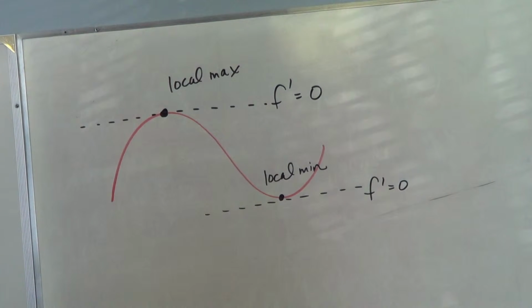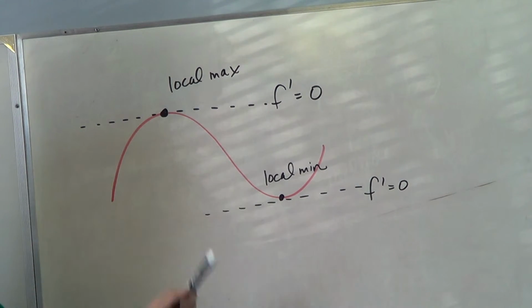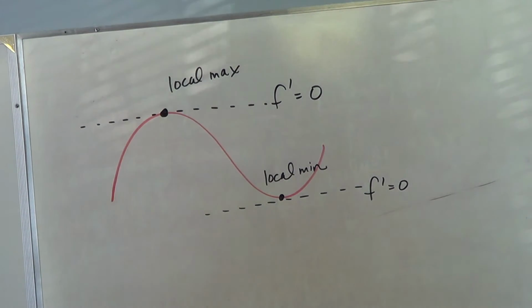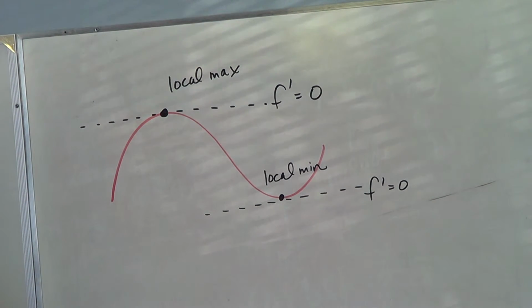A critical point is any point in the interior at which the derivative is 0 or the derivative does not exist. So these are called critical points, as well as local max, local min. They're also called critical points because they tell us a lot about the function.